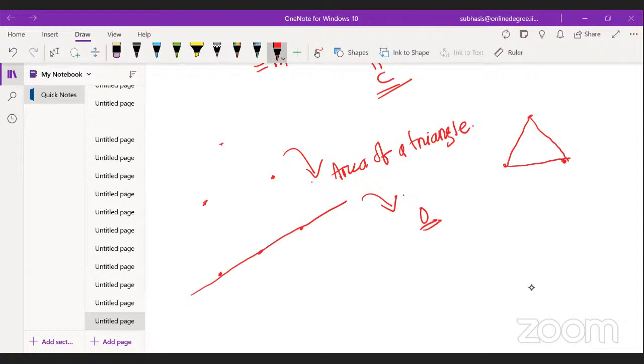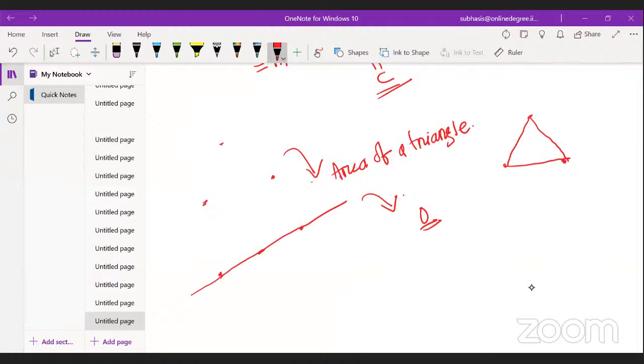See, using these 3 points, you cannot form a triangle, right? But if 3 points are not collinear, then you can form a triangle. So then you will get a positive area.